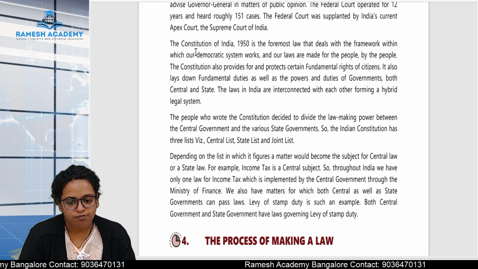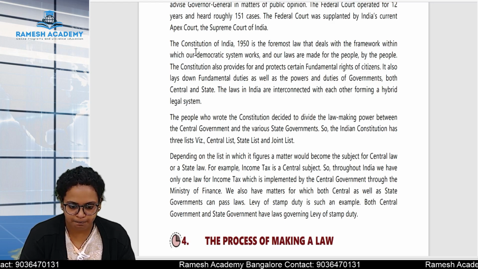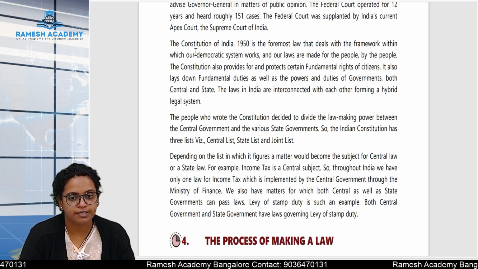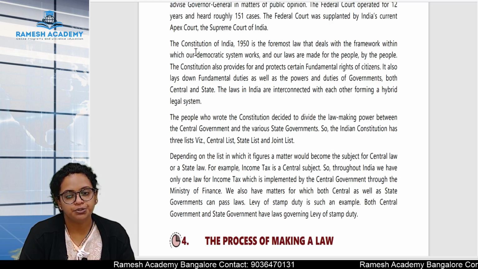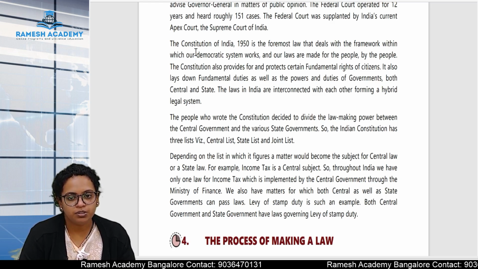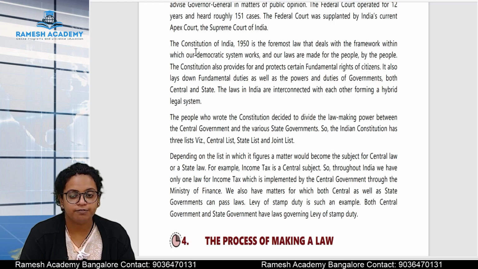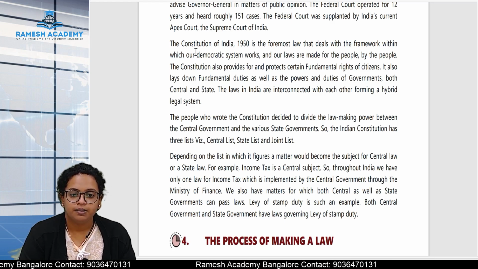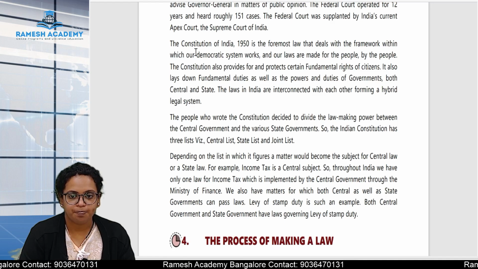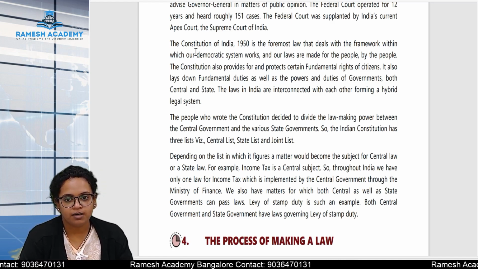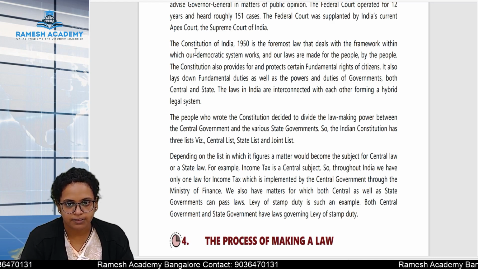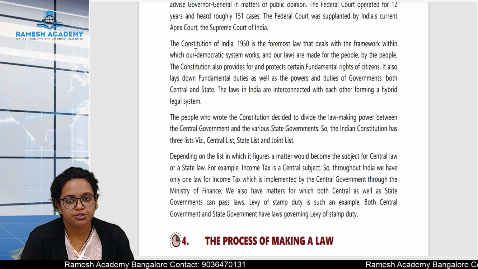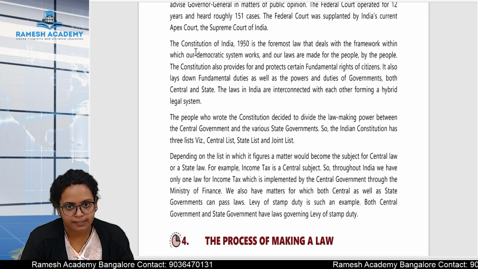It also lays down fundamental duties as well as the powers and the duties of the government, both in the center and the state. Just like we have fundamental rights for every citizen of India, we also have fundamental duties to be undertaken by every citizen of India. Where there are rights, we also have duties to be conducted, as well as the powers and the duties of the government, both in the central and the state.